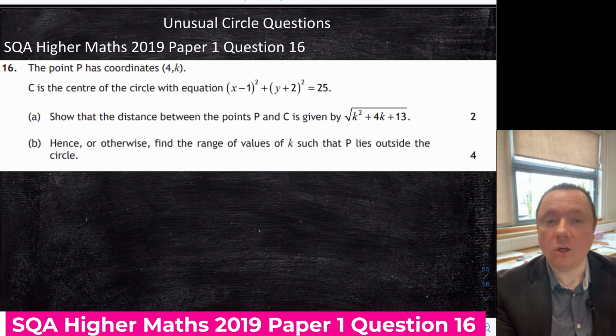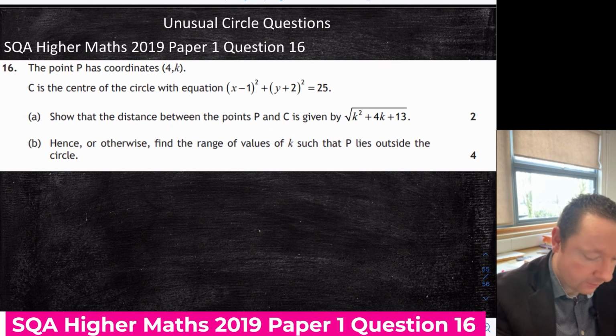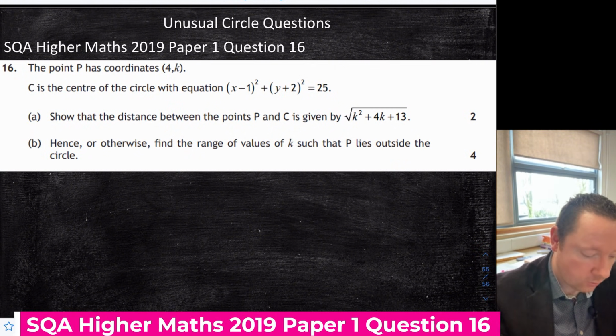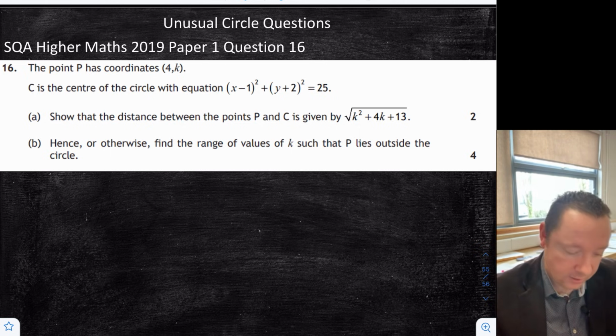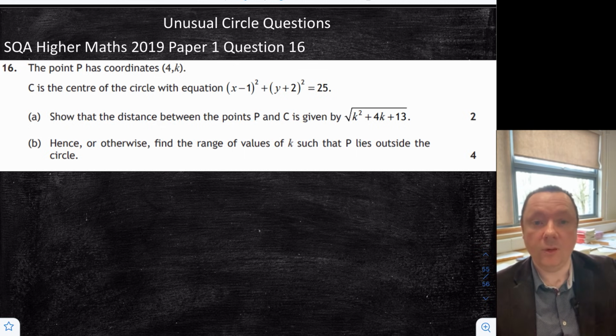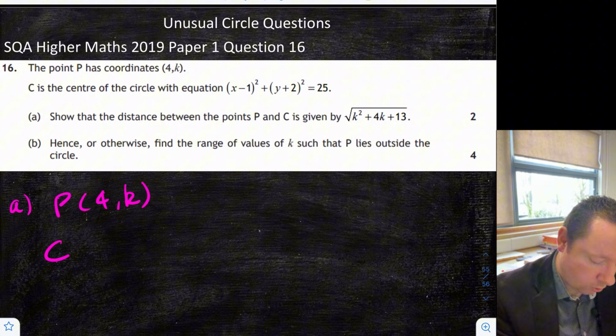Okay, unusual circle questions. SQA Higher Maths 2019 paper 1 question 16 had this one. P is the point with coordinates (4, k) and C is the centre of the circle with this equation. Show the distance between P and C is given by the square root of k squared plus 4k plus 13. So part A, we've got our points 4 and k, and the centre of our circle is, well, let's have a look, (1, -2).